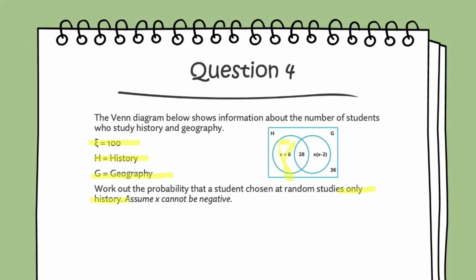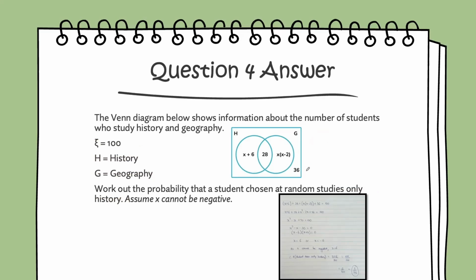Okay, so again, only history means that we're only looking at the x plus 6 section, so not the overlap. Again, similar to that previous question that we did, we're just looking at this section here. There's going to be a bit more work involved here because we're going to have to do some algebra. So let's have a look at how we do that.